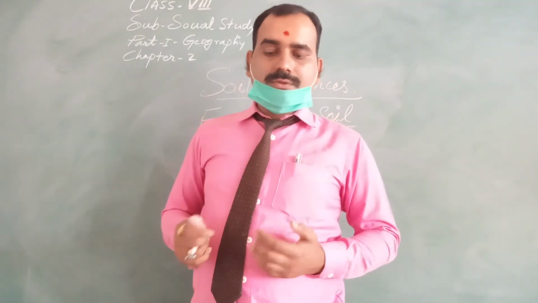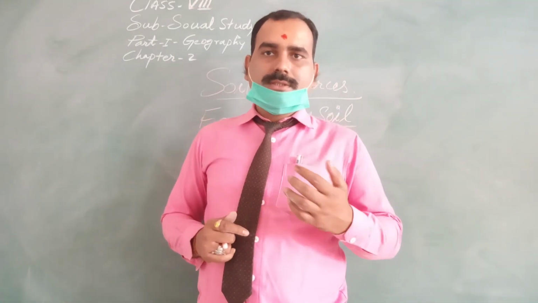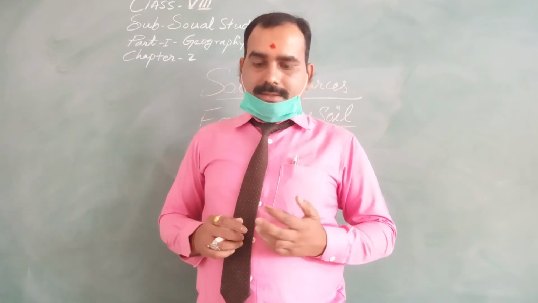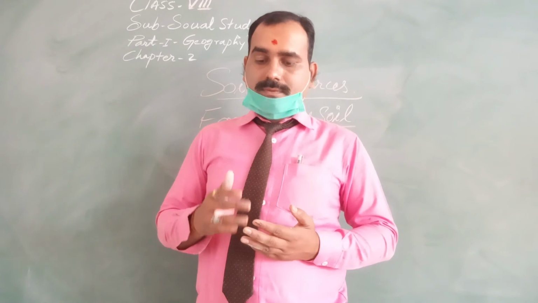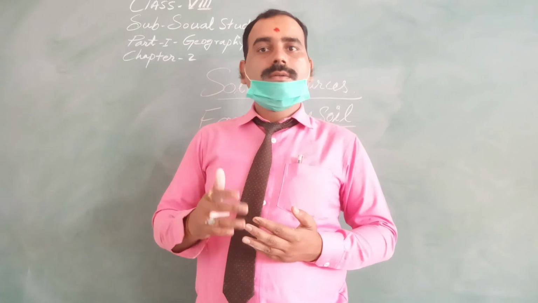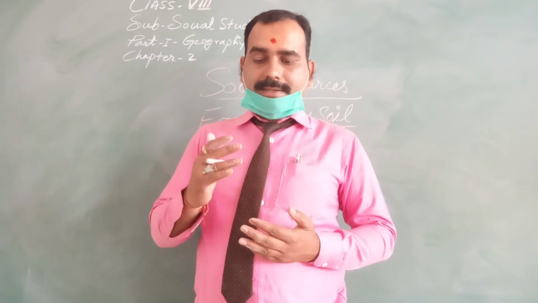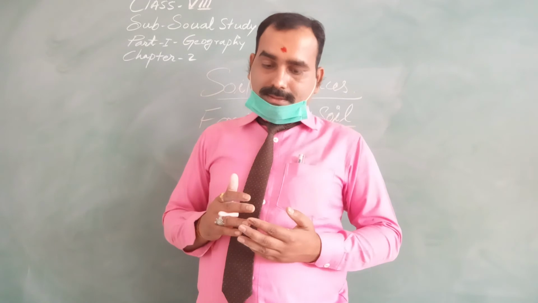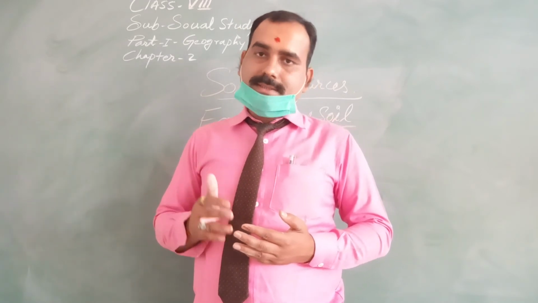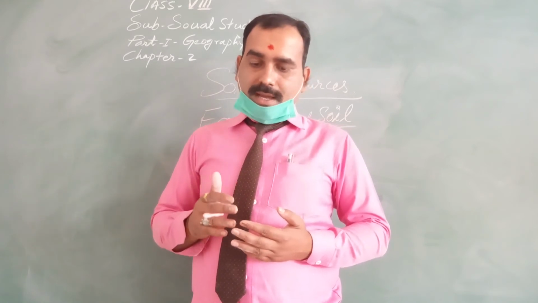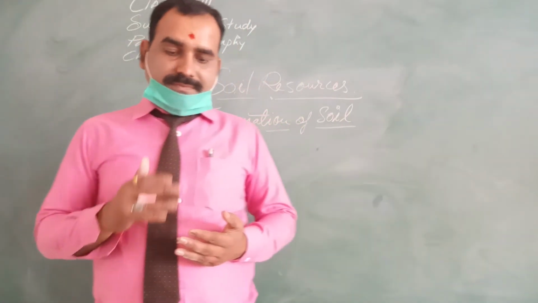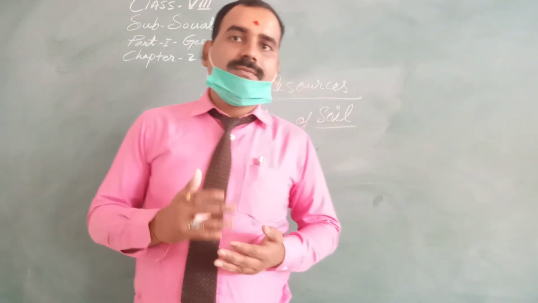Why does soil vary so much from place to place? The question comes up: why does soil vary from place to place? Several factors affect soil formation. Some of them are parent rock, climate, vegetation and time. These are the factors which affect soil formation. That is why soil varies from place to place. Let's study the factors which affect soil formation.